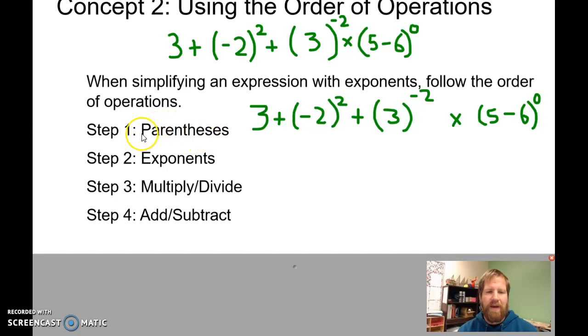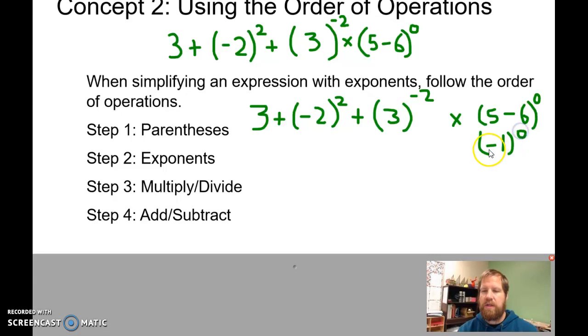I can only evaluate or simplify things inside parentheses if there's more than one term. This just has a -2 in it. Doesn't matter that there's an exponent outside the parenthesis. If there's just one number inside, I can't do anything to it. So this -2 stays, this 3 stays, but this 5 minus 6 I can simplify to a -1.